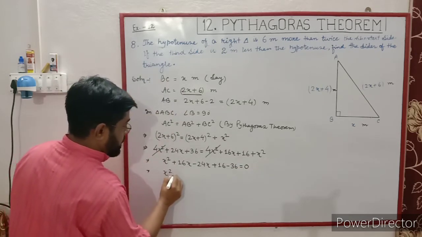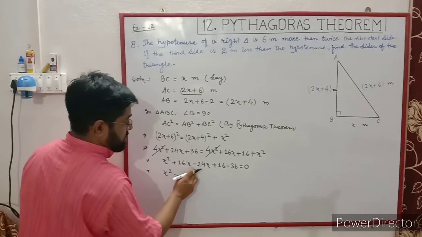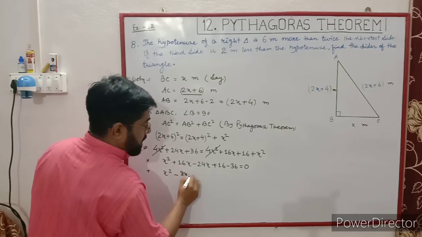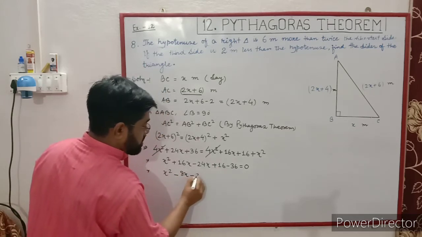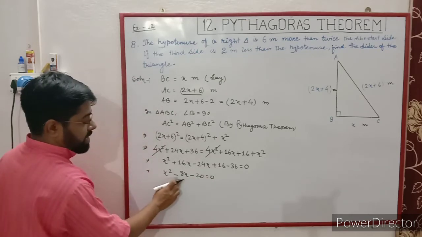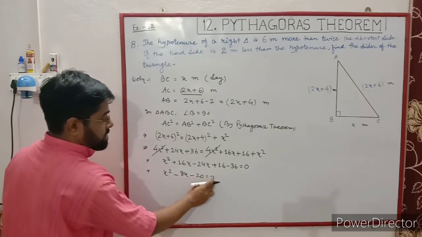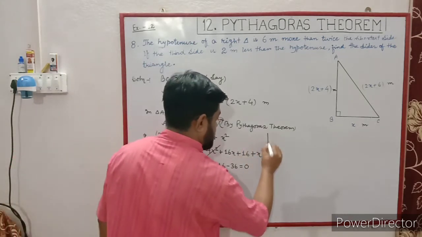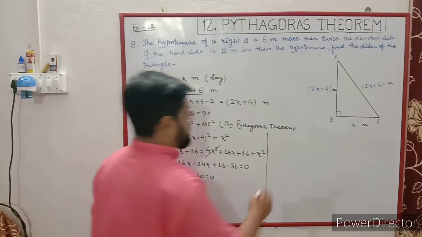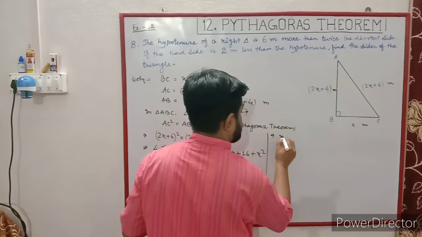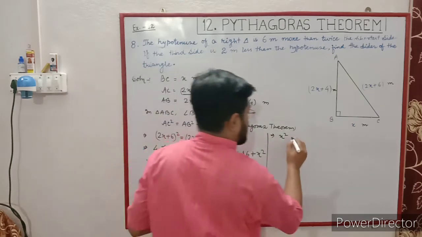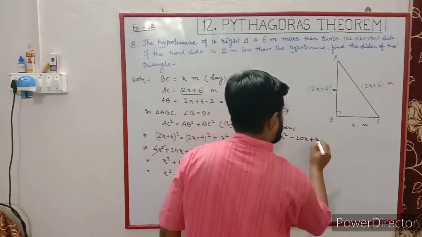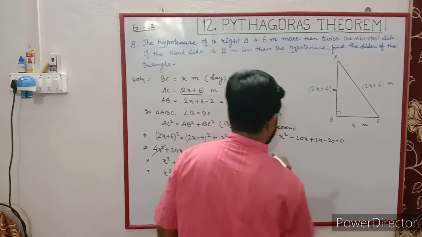Now x square, 16x minus 24x becomes minus 8x, and 16 minus 36 becomes minus 20. x square minus 8x minus 20 is equal to 0. It is in term of quadratic equation. Now we have to solve by middle term factorization. So x square minus 8x, we can write here minus 10x plus 2x minus 20 is equal to 0.